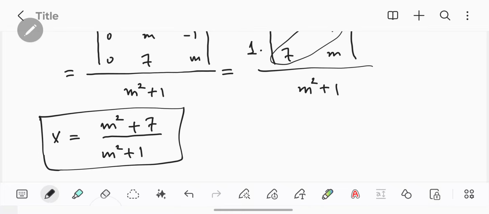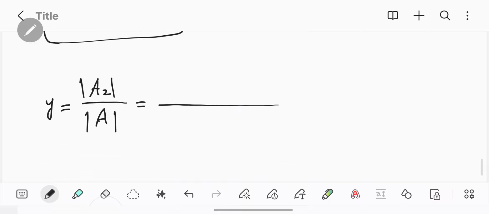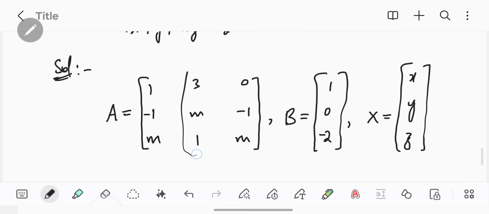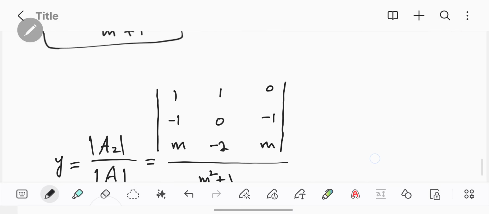Similarly, we can find y. So y is the determinant of a2 over the determinant of a. And the determinant of a2 is obtained by replacing the second column by b, and the other two columns will remain the same. So I have written down a2 by replacing this by b, and the other two columns remain the same as they are in a.